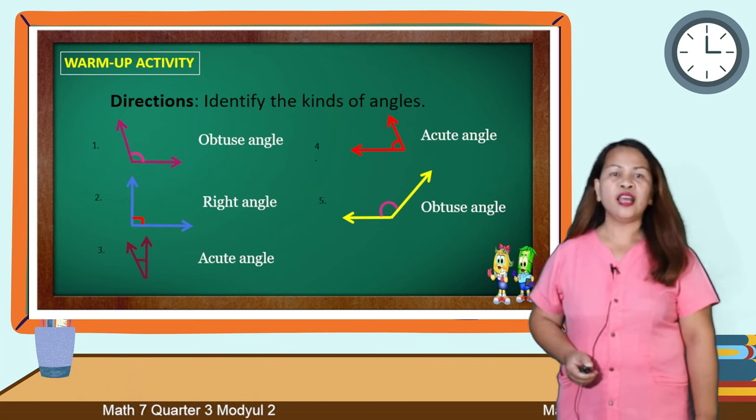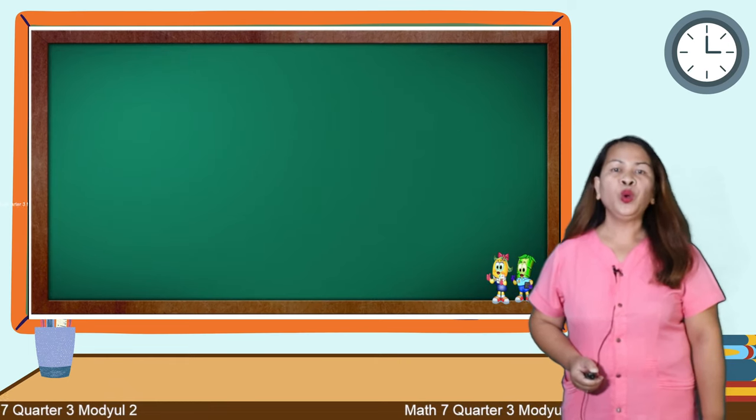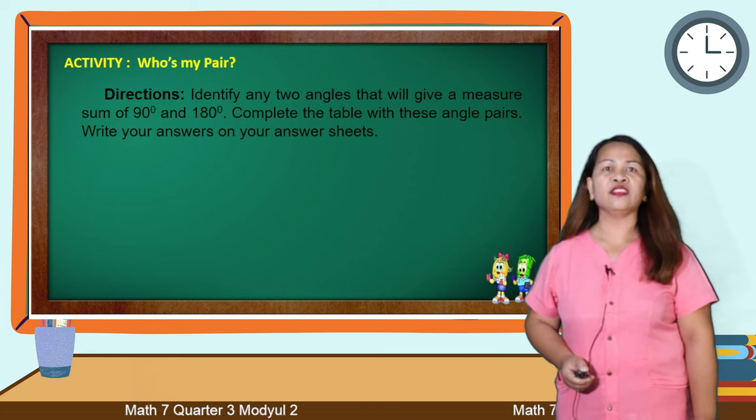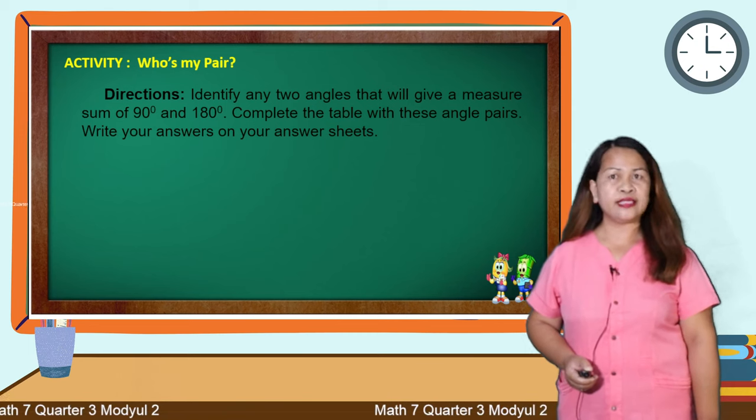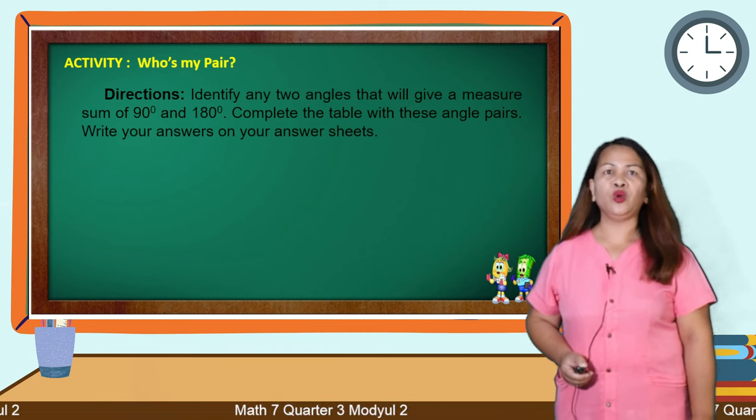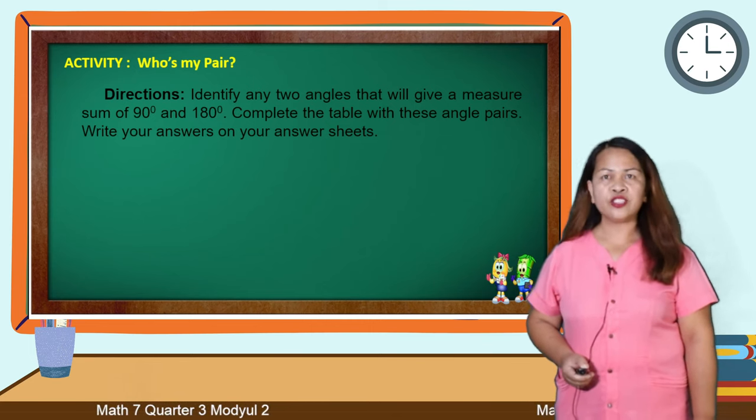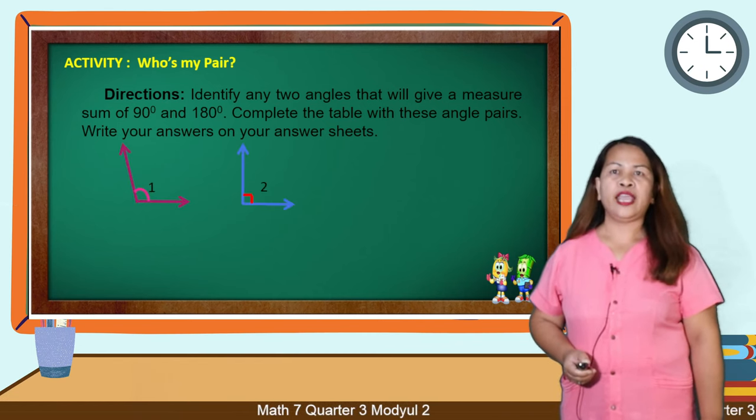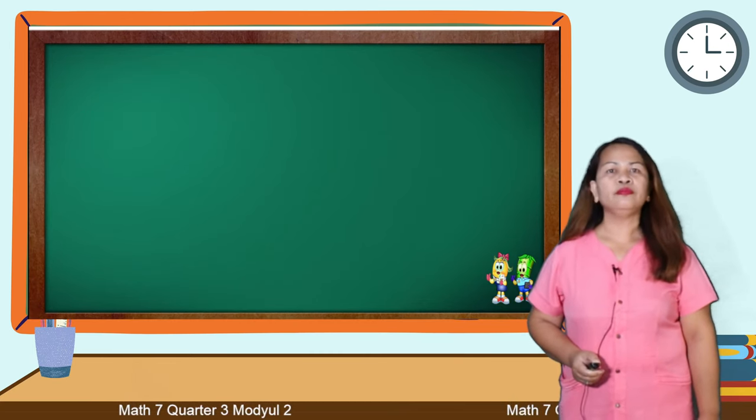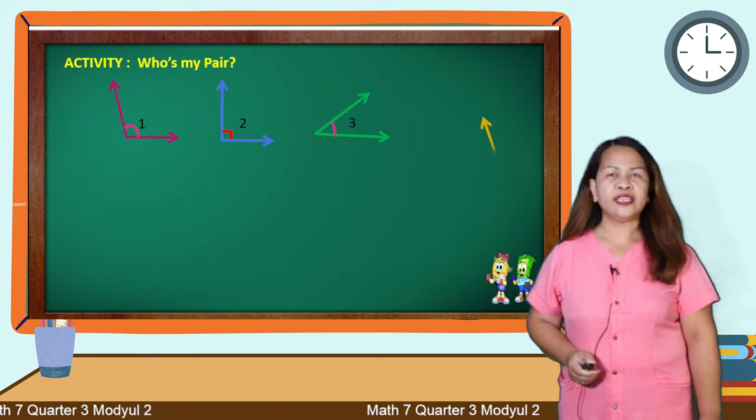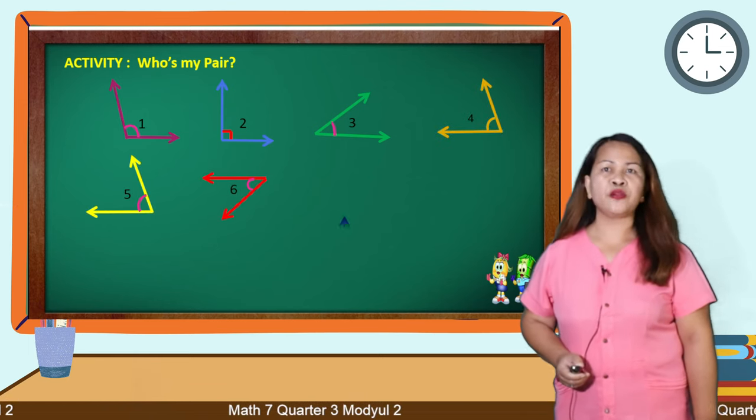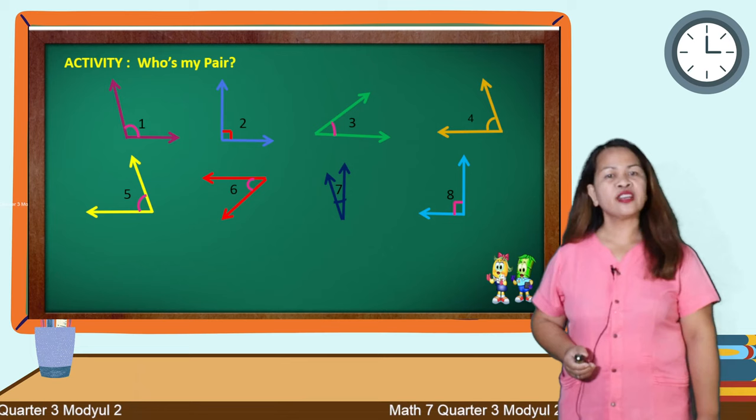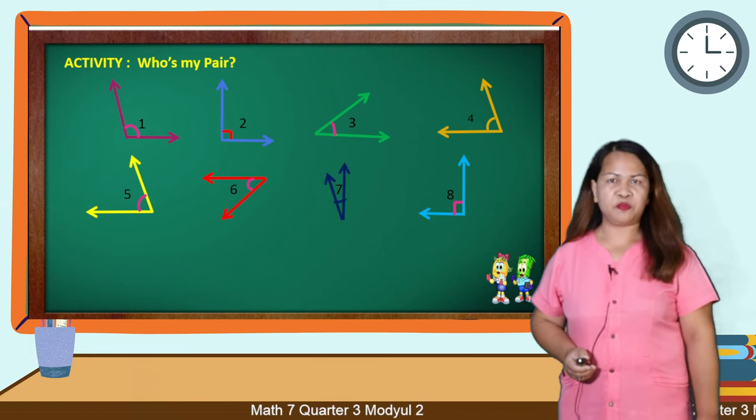But before we proceed, let us do another activity entitled, Who's My Pair? Directions: identify any 2 angles that will give a sum of 90 degrees and 180 degrees. Then complete the table with these angle pairs. Write your answers on your answer sheets, or you can type your answers in the chat box. Okay, so we have 8 angles. I give you time to choose their pair. I'm waiting for your answer. Just type your answers in the chat box.